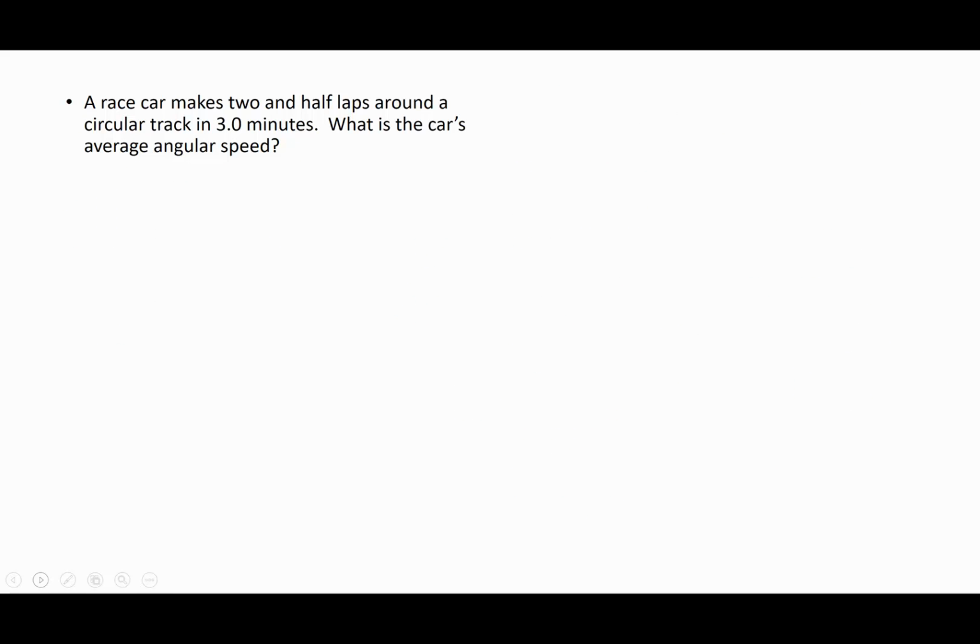Let's go through an example problem. A car makes 2.5 laps around a circular track in 3 minutes. What is the car's average angular speed? So what do I have? 3.0 minutes, so that's my time, 3.0 minutes. And in order to use our equation, we're going to have to get rid of minutes and go to seconds. There's 60 seconds in a minute, so that's going to equal 180 seconds.